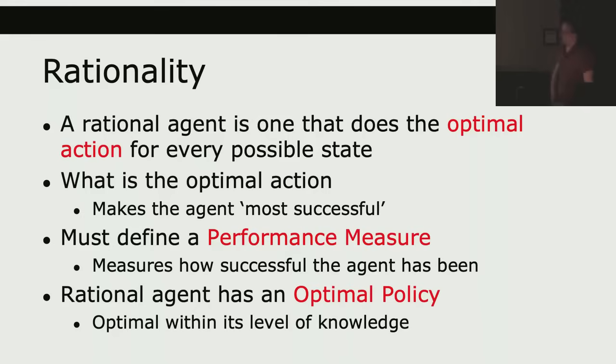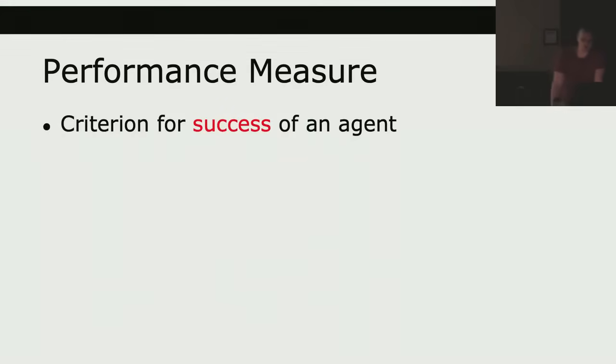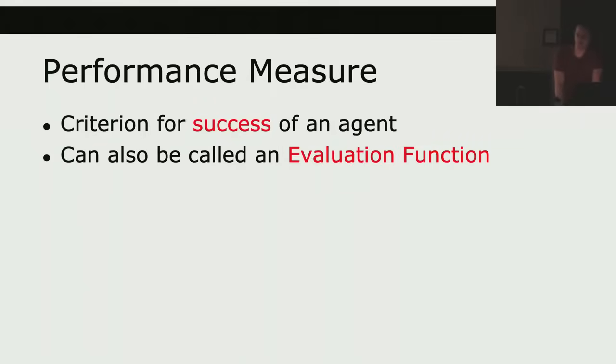And so the rational agent, therefore, has an optimal policy. But optimal within its level of knowledge. And we'll talk about what that means in a second. So the performance measure is a criteria for success of an agent. So if you write a paper and say, my new algorithm is better than the old algorithm, you will show that your performance measure, your agent, performs better within that measure than some other agent. It can also be called an evaluation function. And so we have evaluated the agent's behavior somehow and found it to be X. We found the error rate to be Y.